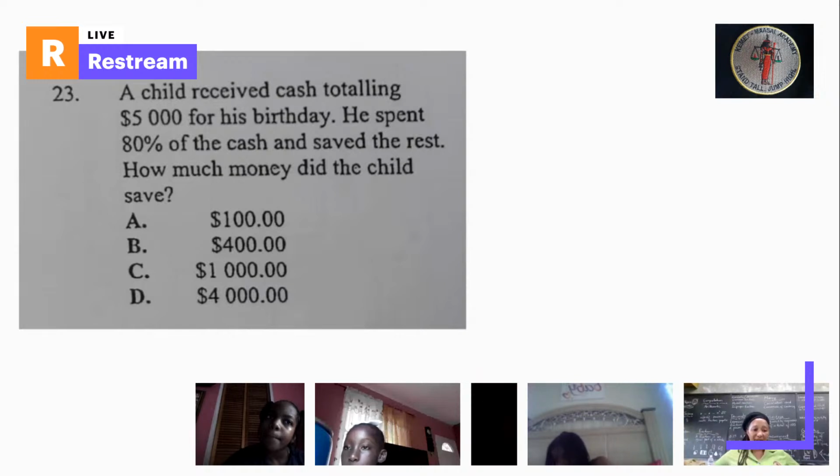How are we going to find that? How much money did the child save? Amari and John are saying the child saved $4,000. Haley says 1,000. Madison says 1,000. Haley, explain to me how you got 1,000.